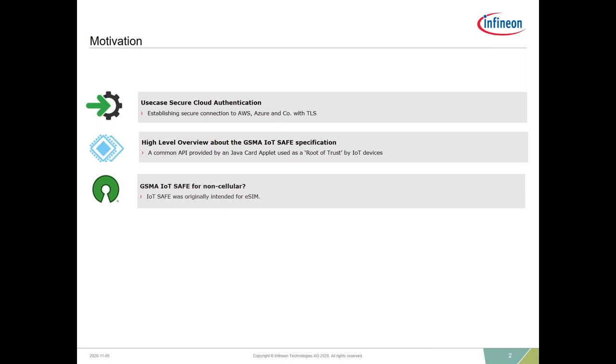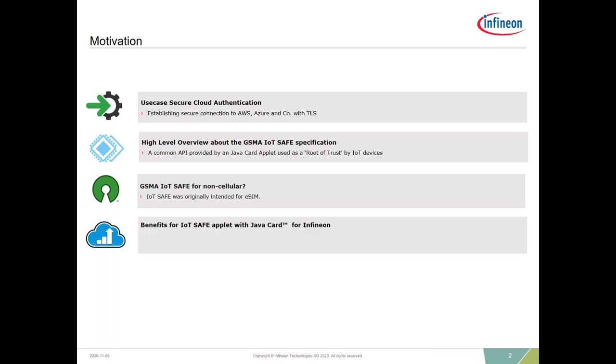Then the central point of this presentation is really the question whether this specification could also be used for non-cellular secure elements, so secure elements which do not relate to mobile phones or SIMs, but maybe to other interfaces like Wi-Fi, Bluetooth, Zigbee, things like this. Then I would like to give you a little perspective from Infineon's point of view, on why this IoT SAFE applet is so beneficial for us. And in between, I give also a high-level use case demonstration about our connected multicopter, which is used for geofencing purposes using LTE connectivity.